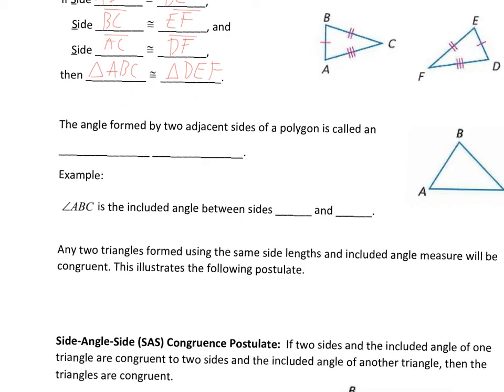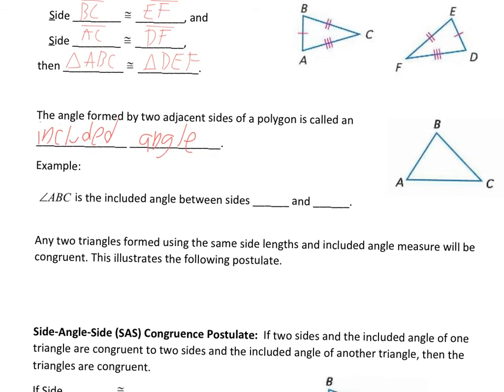Let's see. The angle formed by two adjacent sides of a polygon, well, this is what is known as our included angle. Example, in angle ABC, we have an included angle of B between sides AB and side CB. That is to say that this angle B is included between AB and CB.